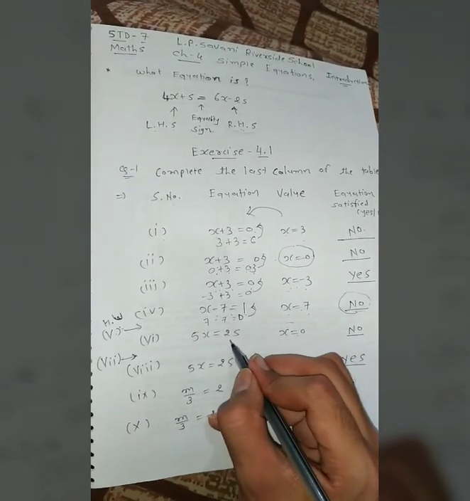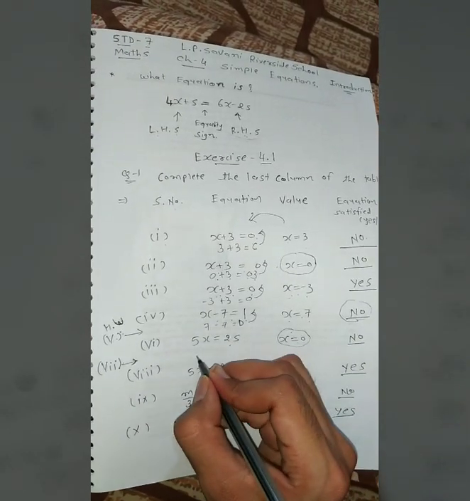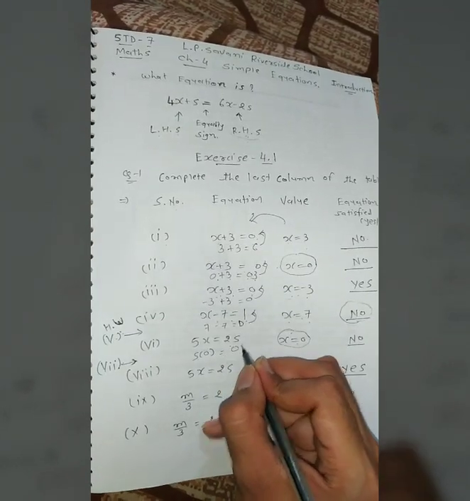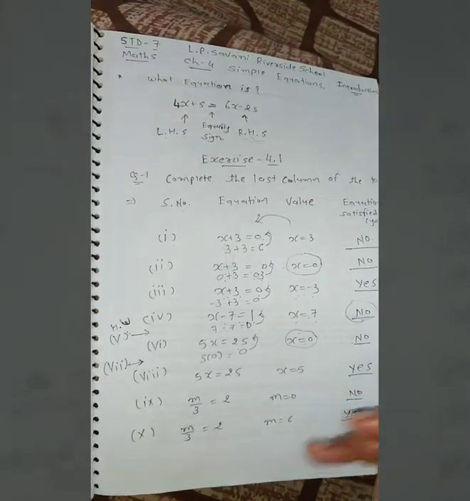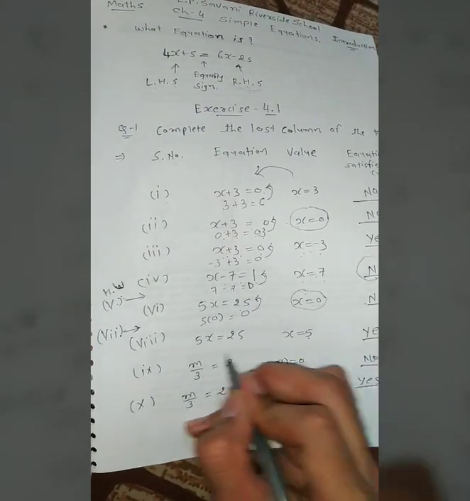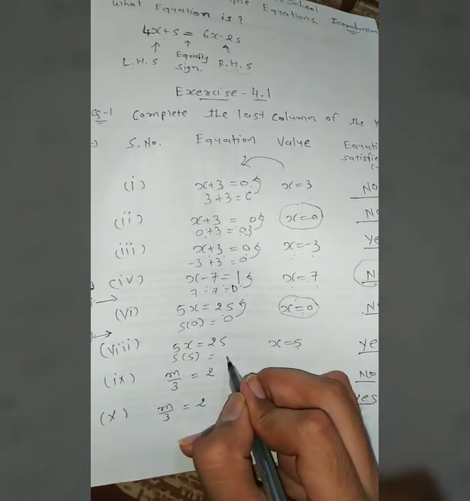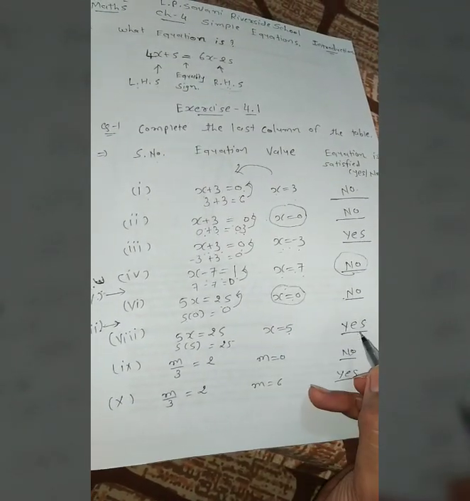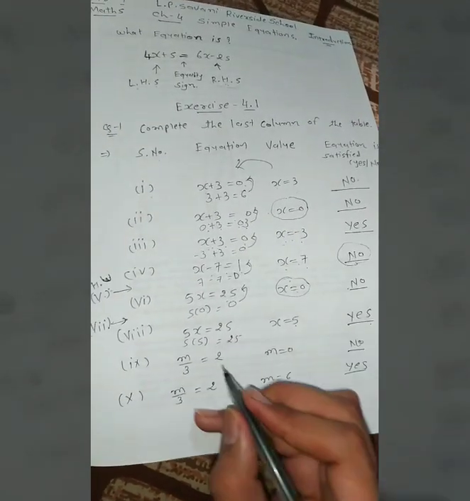Next, 5x is equal to 25 and they give the value of x is equal to 0. We put the value 0 here. 5 zeros are 0, but the answer is 25. So that does not satisfy our equation. Let's use x is equal to 5 in that equation. Put the value of x is equal to 5, which gives 5 fives are 25. So 5 fives are 25, which satisfies our equation. So the answer is yes.